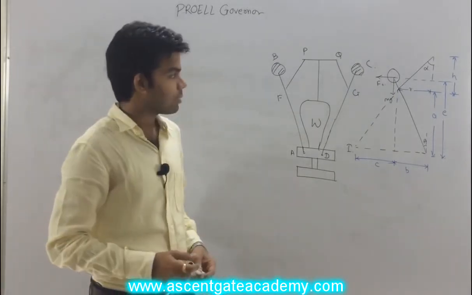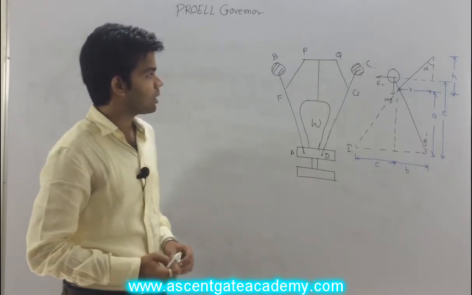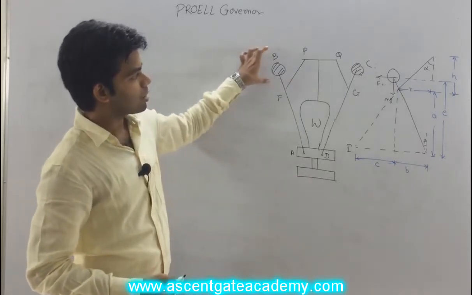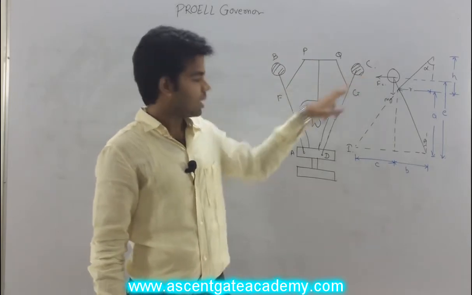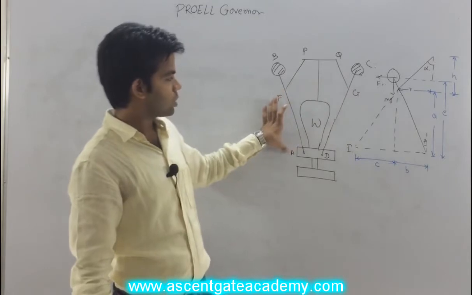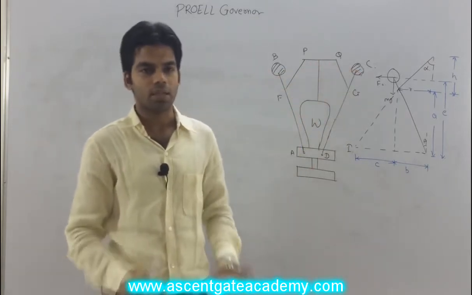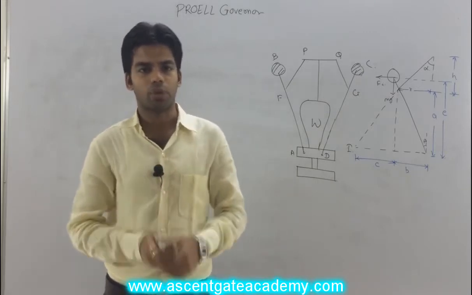Okay, so the next type of governor is the Proell governor. Now what is the difference in the Proell governor? In Proell governor we have the balls at B and C, which are at the extension of AF and DG. We have the extension of AF and DG at B and C, and at B and C we are having the balls. This is the only difference. Rest everything is like Porter governor.